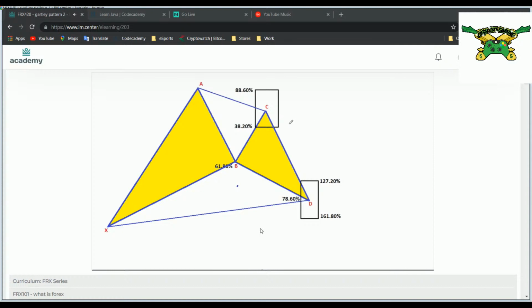The XAB is 618, so XAB is your 618. The ABC is 38 to 88%.